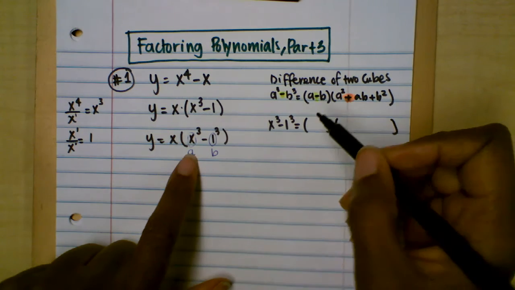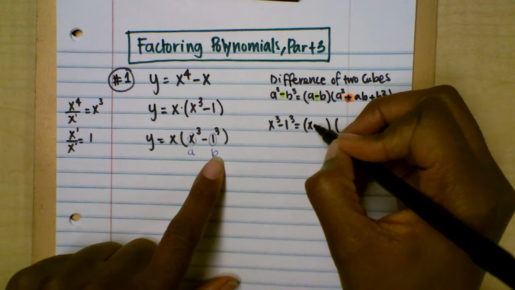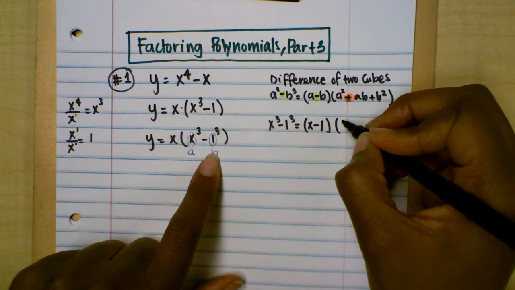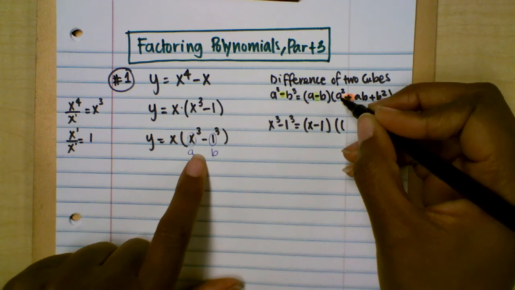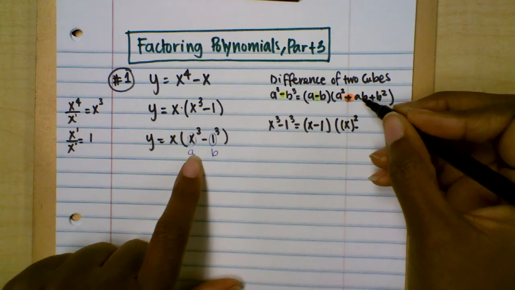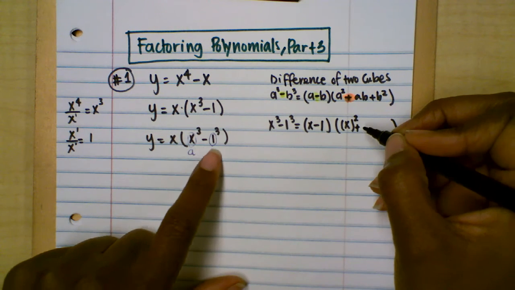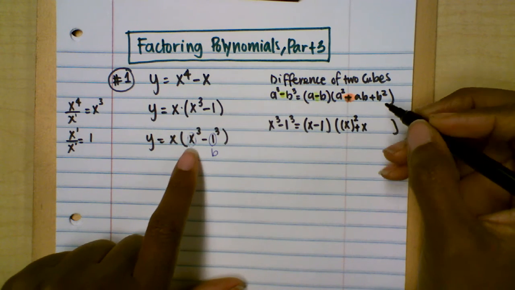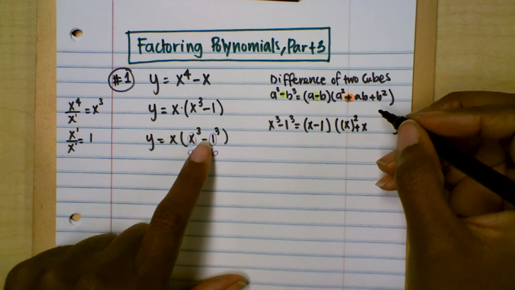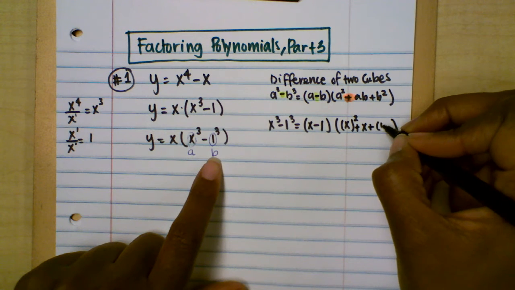So a is x, so I write x minus, and the b here is positive 1, so I write 1. Now, a is x, so I write x everything squared, minus, and I do a times b. I have to do x times 1. So it should be plus x times 1, which is just x, or 1x. Then I do b squared. What is b? b is positive 1. Ignore the minus; this is for the formula for the difference of two cubes. So I'm going to write plus 1 squared.